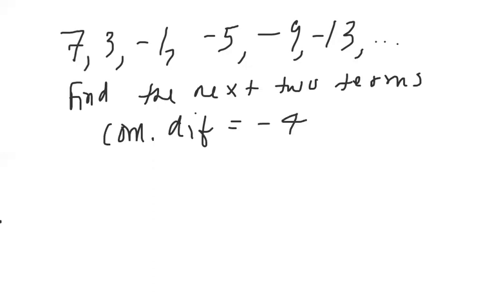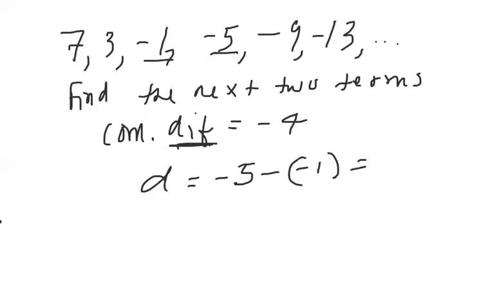Now, if you're not sure how to do it, just choose 2 consecutive values and subtract them. Find the difference between 2 consecutive values. So for example, here, I could pick, I don't know, -1 and -5. So I would take -5 minus -1, and that would leave me with -4. So there's my common difference.